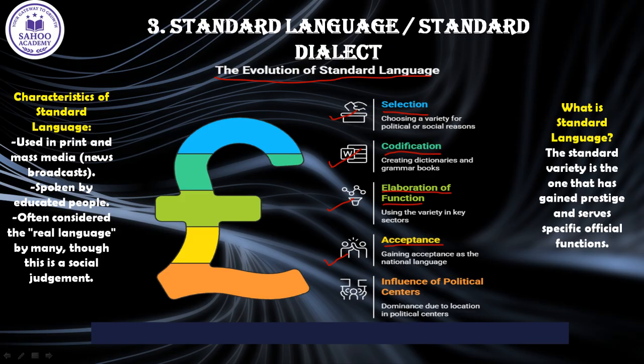Then comes elaboration of functions. The language is then put to work. Its use is elaborated into all formal domains. It becomes the language of the government, law courts, education, and science. Its job description expands massively. And finally comes acceptance. Through widespread use in these powerful institutions, this variety is accepted by the population as the legitimate national language or regional language.